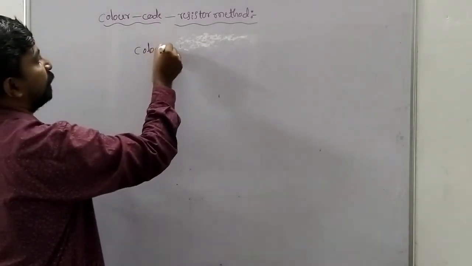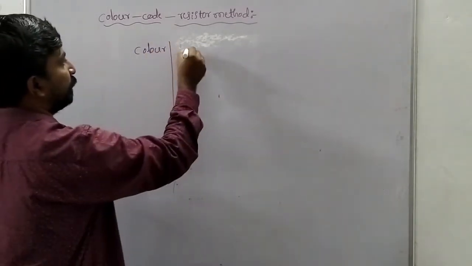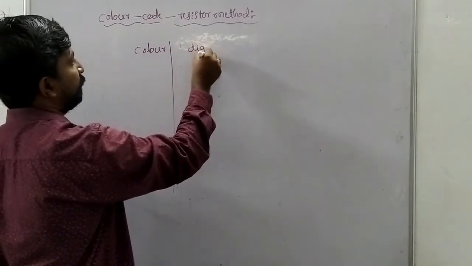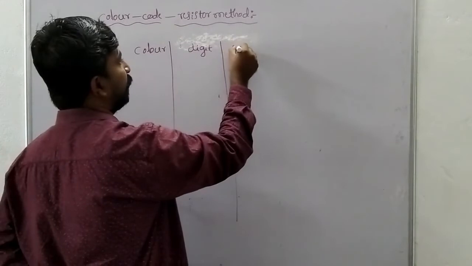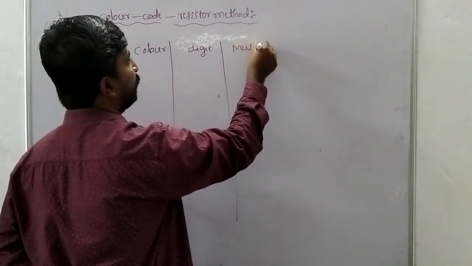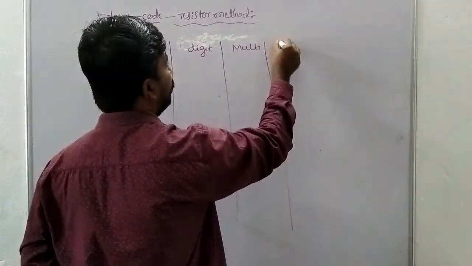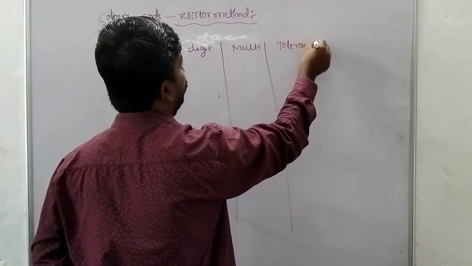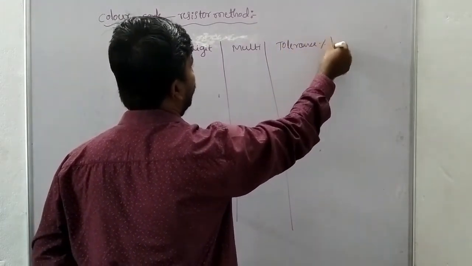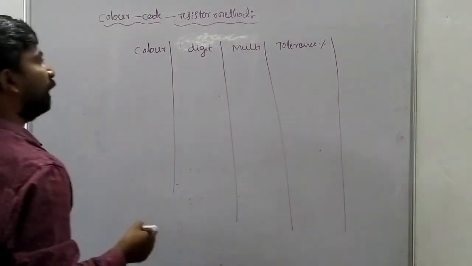So suppose color, this one is digit. So next one multiplier, and next one tolerance. So tolerance means it is nothing but error, plus or minus.